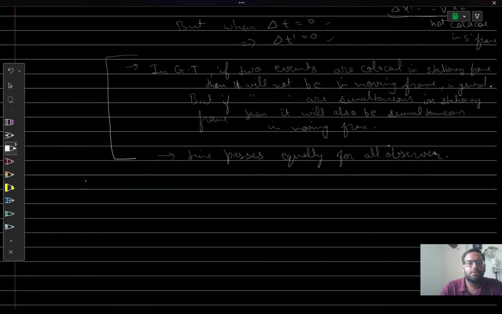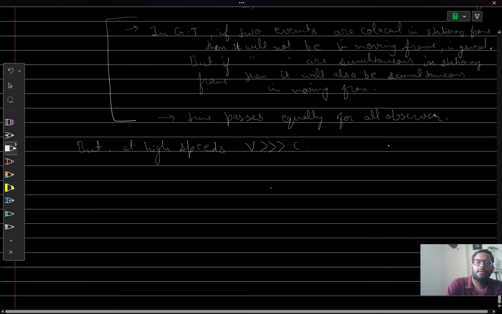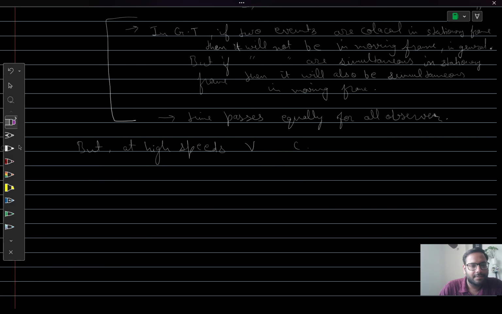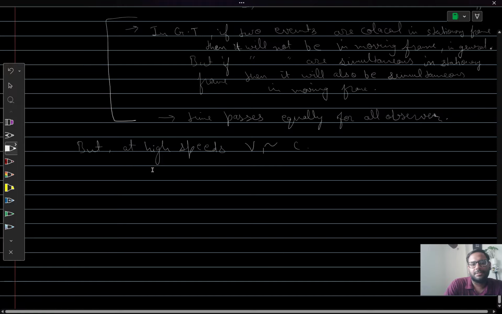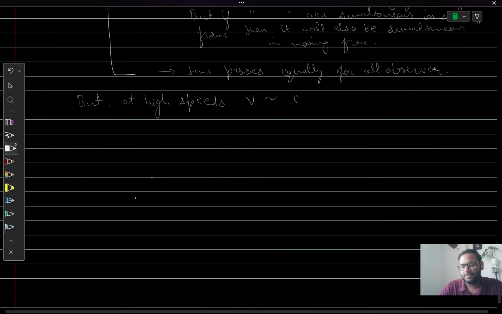Okay, this is true in our daily life, but at high speeds, that is v near to c, sorry, not greater than c. It should be near to c, but always less than it. In theory, yes.